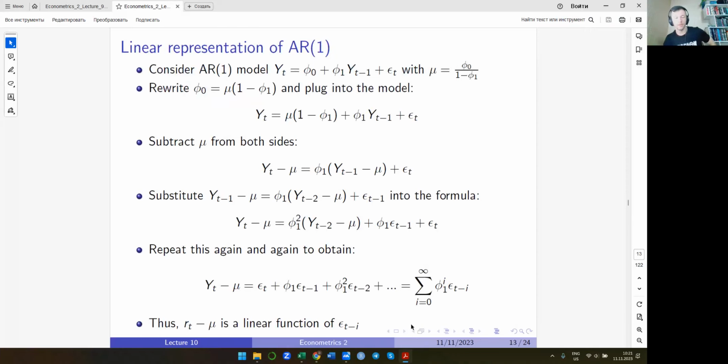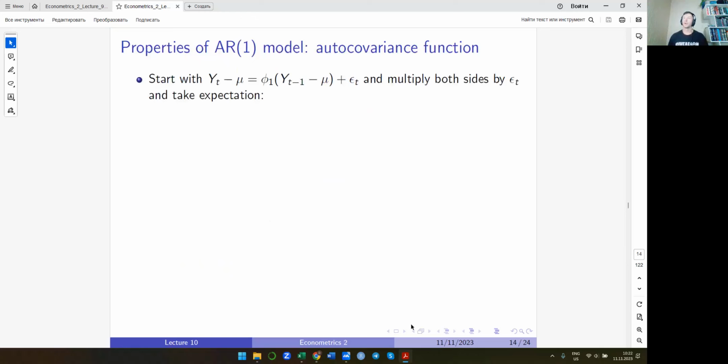Now, for the AR1 model, we know the mean, we know the variance. What else should we know? In the first lecture, we said that for any time series, we want to know the mean, variance, covariance, and autocorrelation function. So let's build them. What is the autocovariance function here? Again, we start with the following representation, the demeaned representation of yt, so yt minus mu here, yt minus 1 minus mu here. So we multiply both sides by epsilon and take expectation, like this.